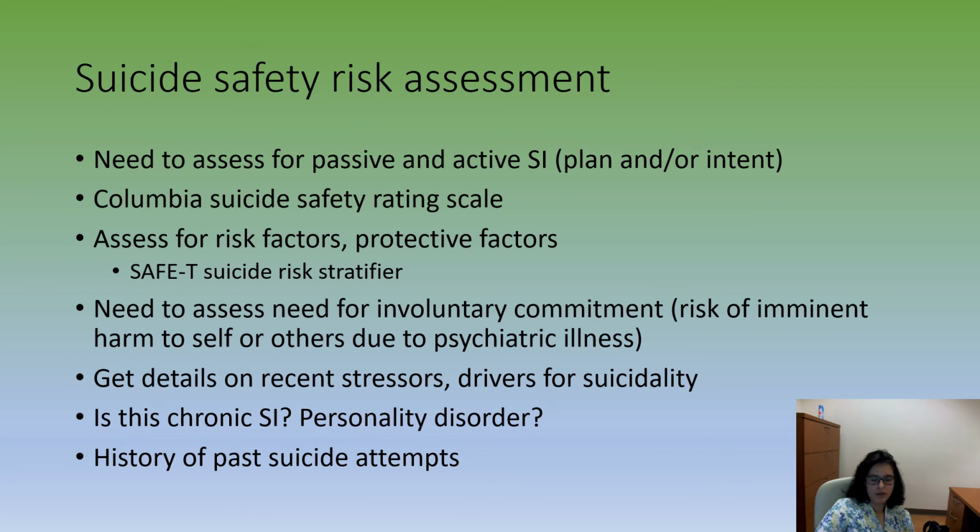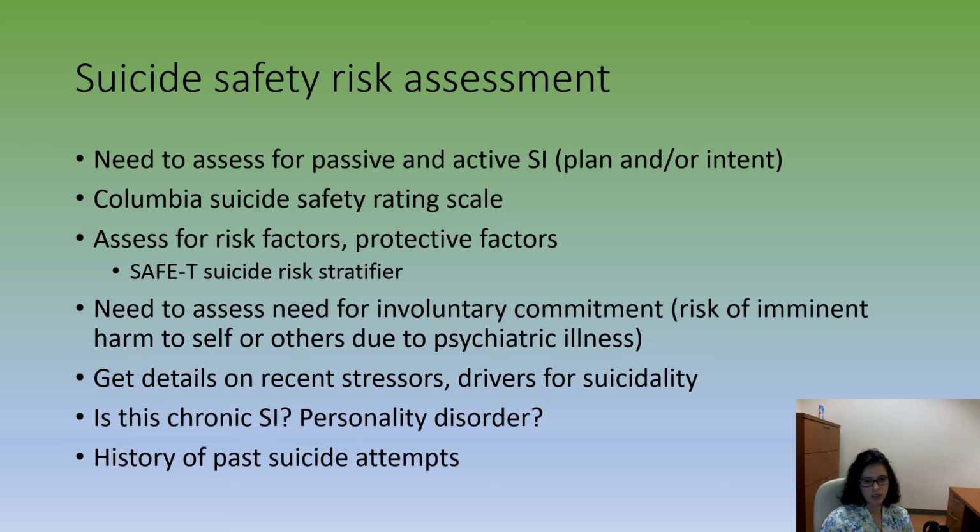For the suicide safety risk assessment, you'll need to assess for both passive and active SI, plan and/or intent. The Columbia Suicide Severity Rating Scale is a helpful way to go through and assess suicide risk. And you'll want to assess for risk factors and protective factors for suicide, and the SAFE-T suicide risk stratifier can be a helpful tool for that. It goes through the various risk and protective factors and helps you estimate suicide risk.